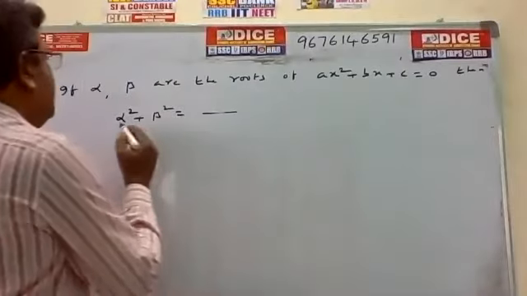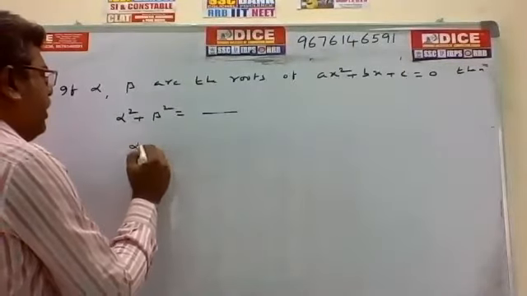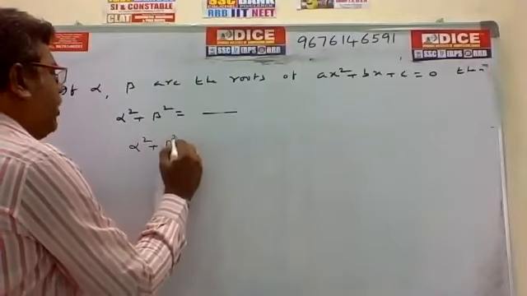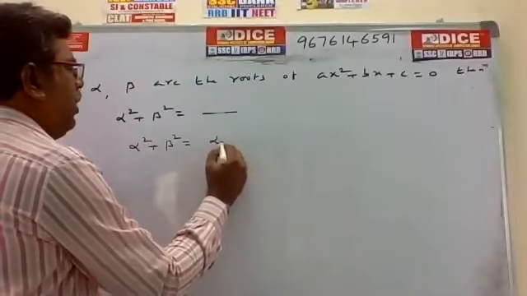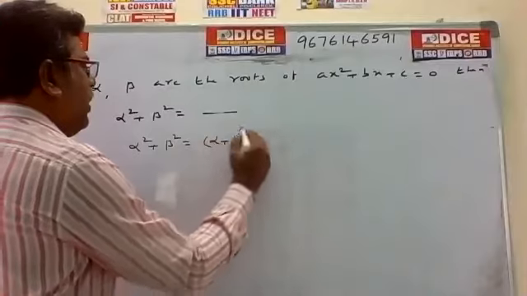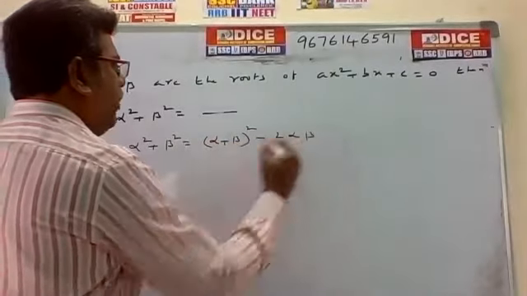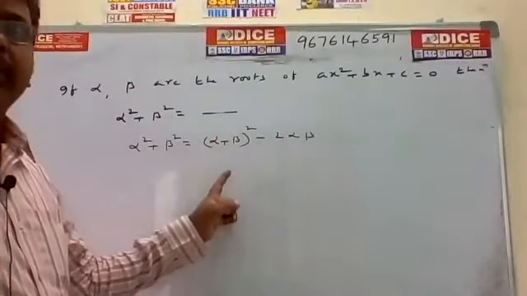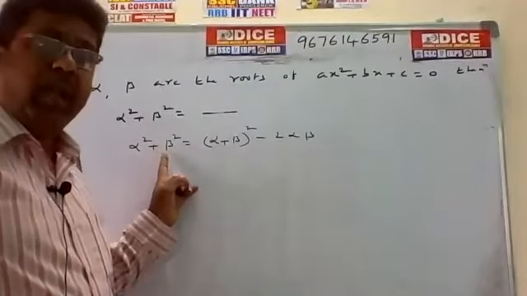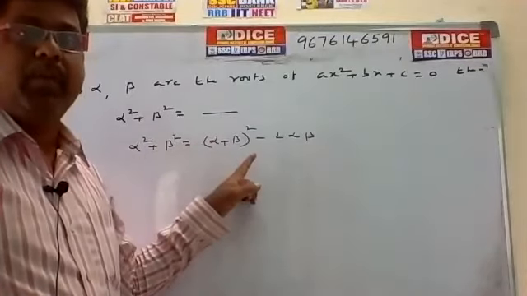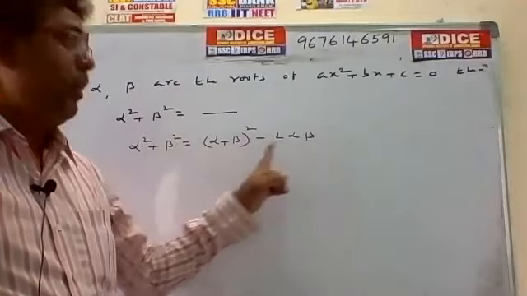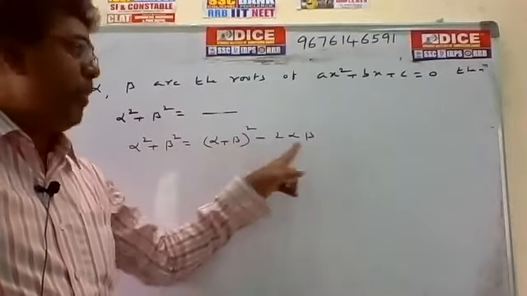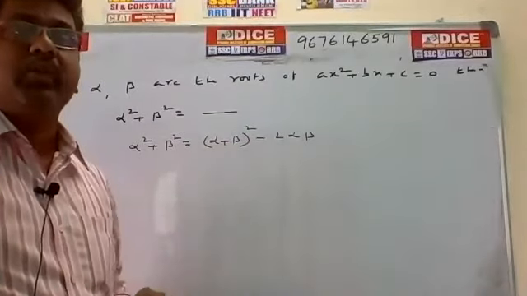So this is in the form of a square plus b square. You can write like this: alpha square plus beta square is equal to alpha plus beta whole square minus 2 alpha beta. Expand this: plus 2 alpha beta minus 2 alpha beta cancel, and we get alpha square plus beta square.